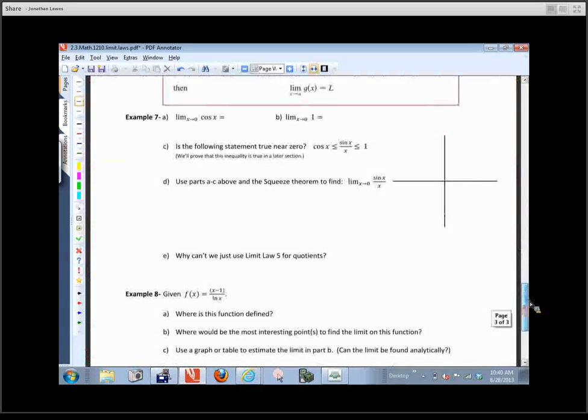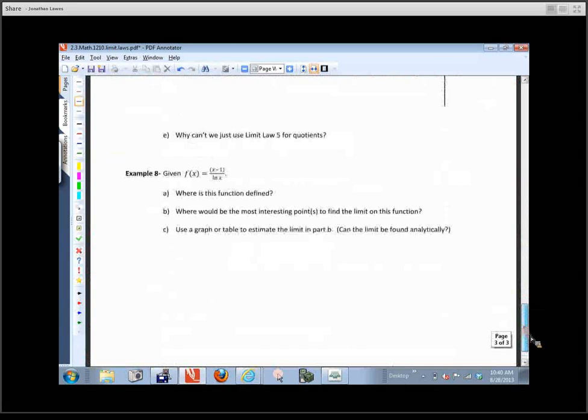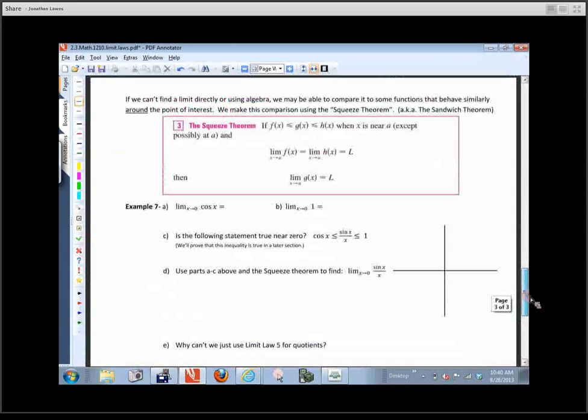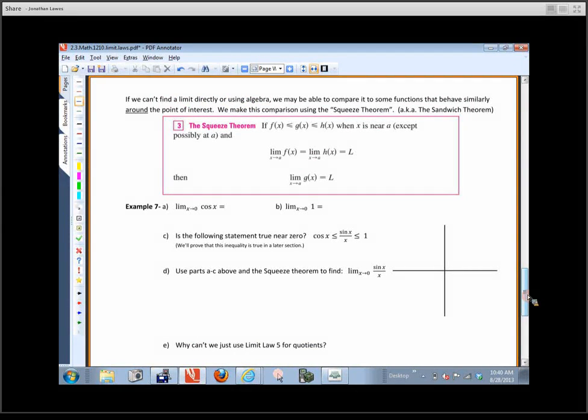Okay, so we've got a couple more problems to look at. This is called the Squeeze Theorem, or some books call it the Sandwich Theorem. This book calls it the Squeeze Theorem. We're going to do a pretty simple example, and what I need you to do is just think about why this would be true, okay? It's called the Squeeze Theorem for a reason, okay?